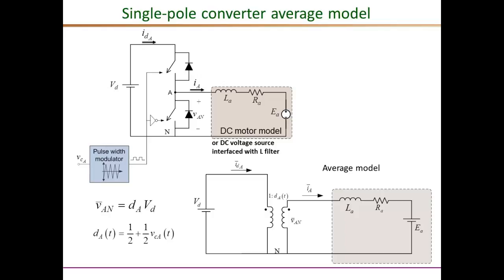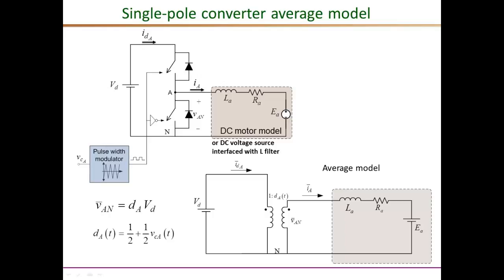So now we know that the average model of the power pole is just an ideal transformer with turns ratio equal to the duty ratio. So to get the average model of the complete single pole based power converter, all we need to do is to replace the switching power pole by its average model while retaining all the other components like the input source, the L filters, and the other components. So this is the complete average model of the single pole power converter, and the D is instantaneously varying.